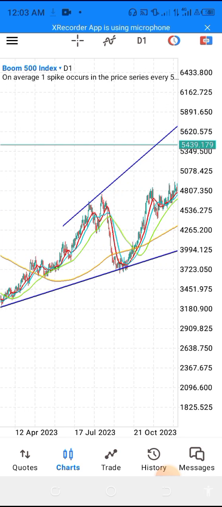Now the third rule is the candlestick. The candlestick is the third rule. Now let's expand this.